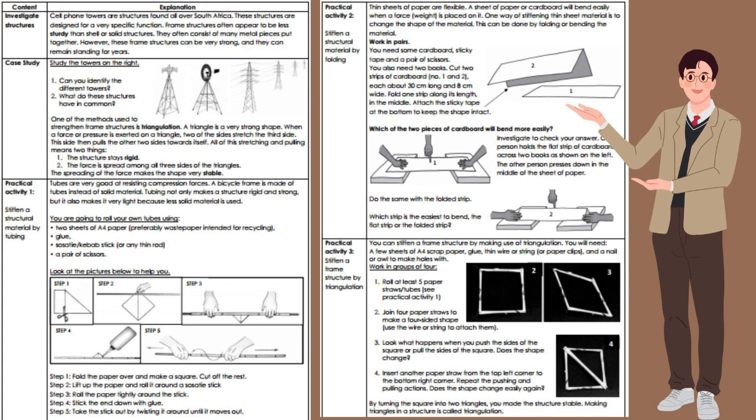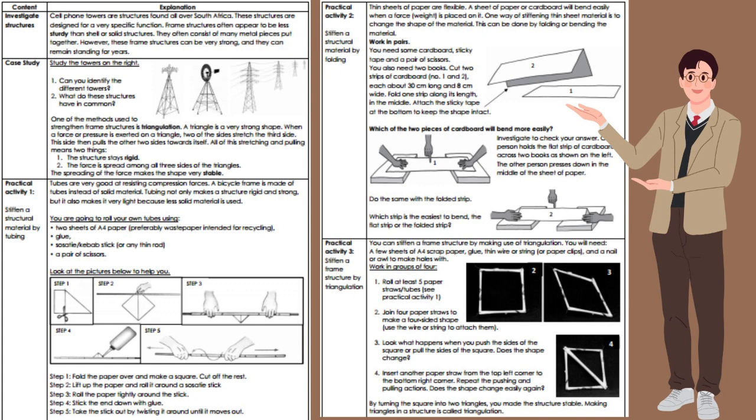Work in pairs. You need some cardboard, sticky tape, and a pair of scissors. You also need 2 books. Cut 2 strips of cardboard, number 1 and 2, each about 30 centimeters long and 8 centimeters wide. Fold 1 strip along its length. In the middle, attach the sticky tape at the bottom to keep the shape intact.